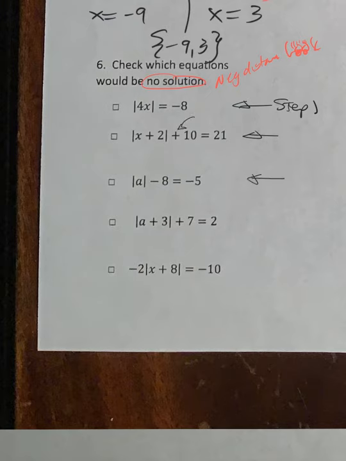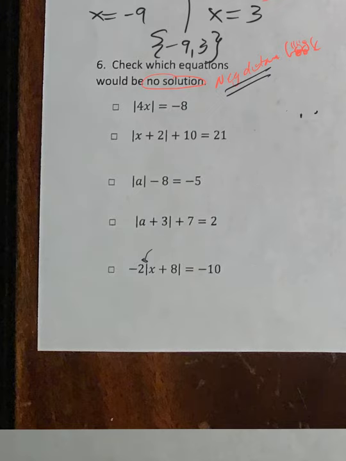Here, is step 1 done? Is it already isolated? No, you have to add 8. In the next equation, is the absolute value already isolated? Is there anything outside the absolute value? Yes, so we have to undo that first. So you have to have step 1 done first, right? You have to undo the multiplying by -2 first before you can analyze if it's a no solution.